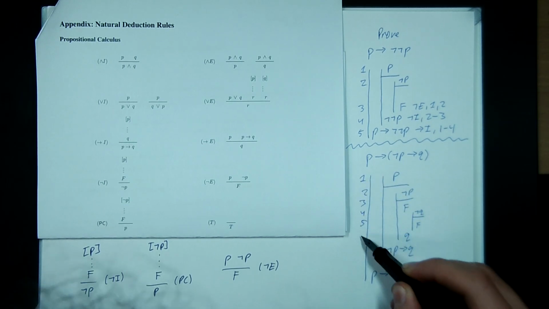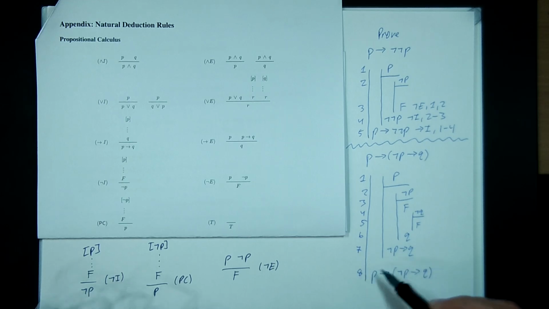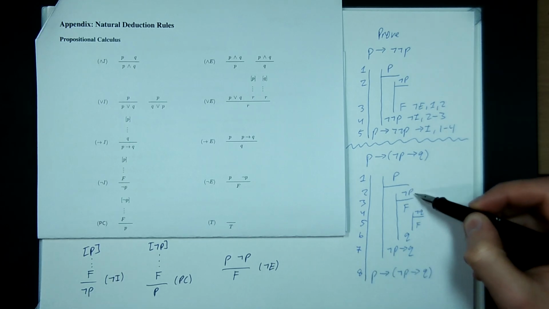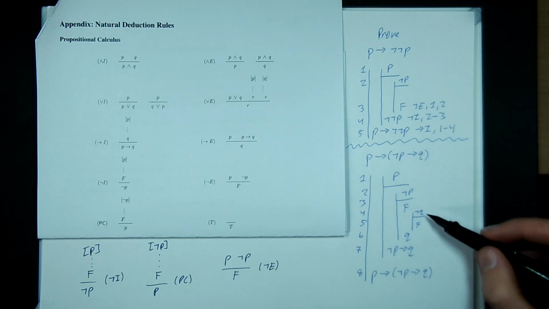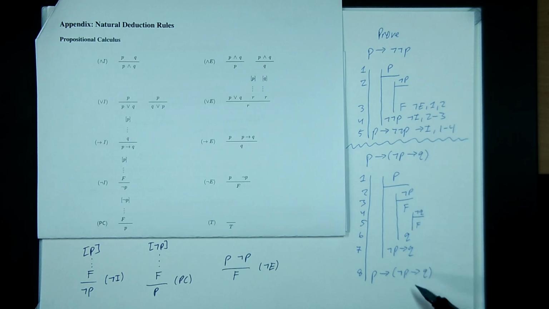4, 5, 6, 7, 8. That was an assumption, that was an assumption, that was an assumption. So you can see, if you're working top down, 3 nested assumptions, how would you know how to do that? But by working bottom up, the proof sort of structures itself.